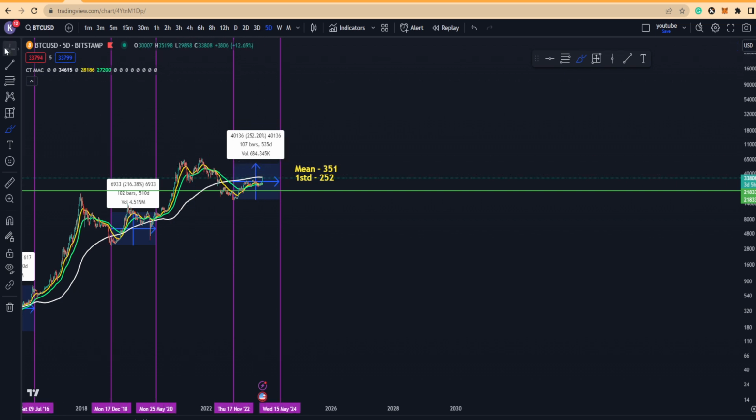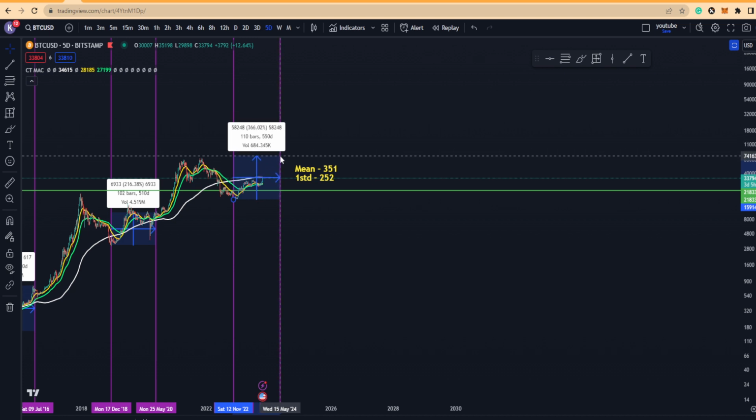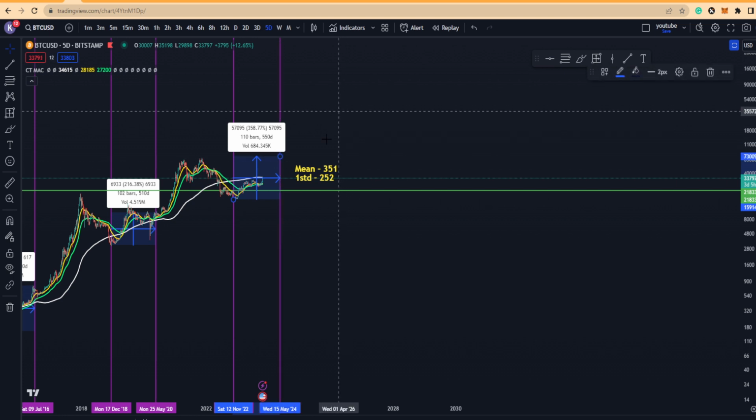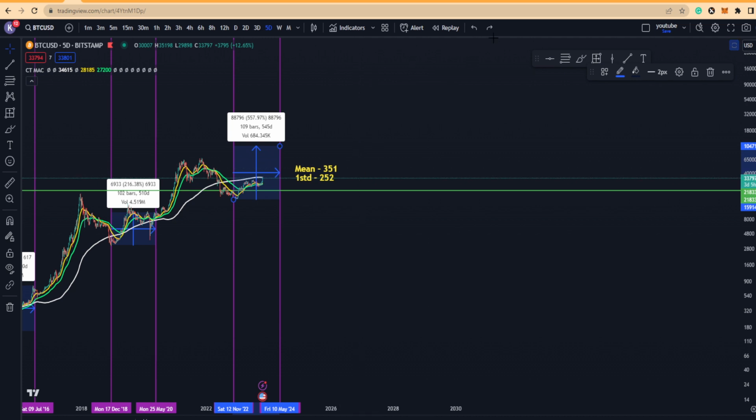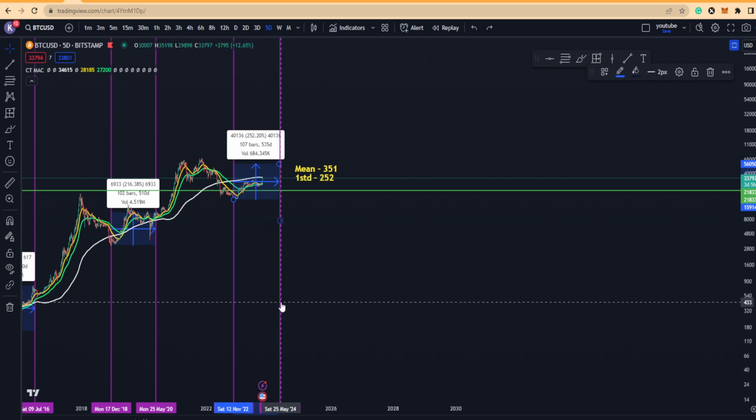But so to speak, if we were to take the mean average of 351%, let's say 350%, that puts you roughly around about $70,000, guys. Those are the numbers you're looking at, leading into the next halving event in May 2024.